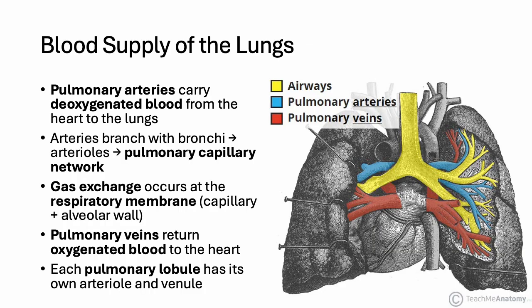Now let's turn our attention to how the lungs receive blood and how that blood supports the critical function of gas exchange. Blood reaches the lungs via the pulmonary arteries, which are the branches of the pulmonary trunk coming from the right side of the heart. It's important to remember that even though these are arteries, they carry deoxygenated blood, because in the lungs, the job is to pick up oxygen, not deliver it.